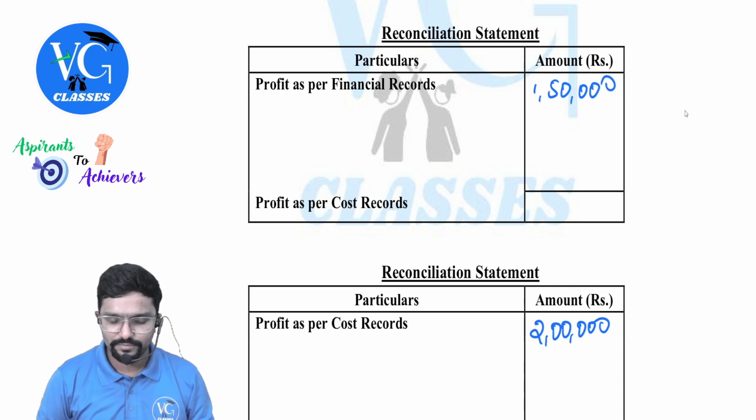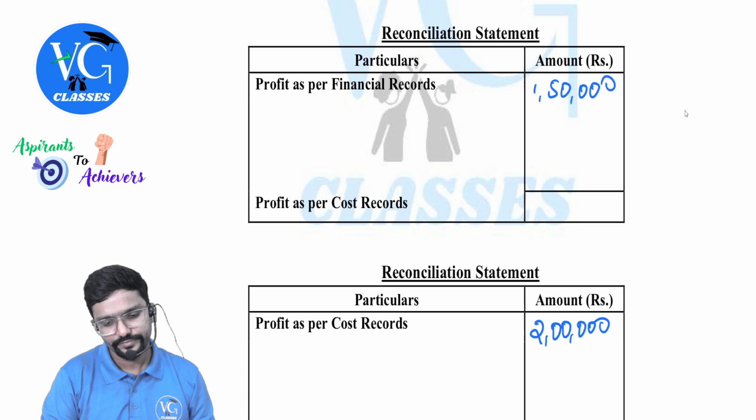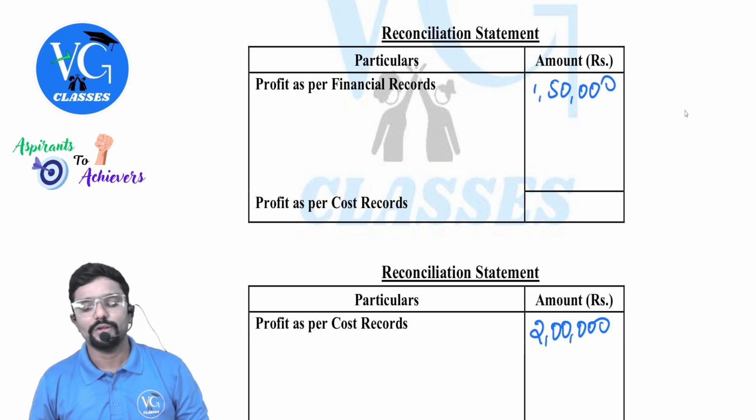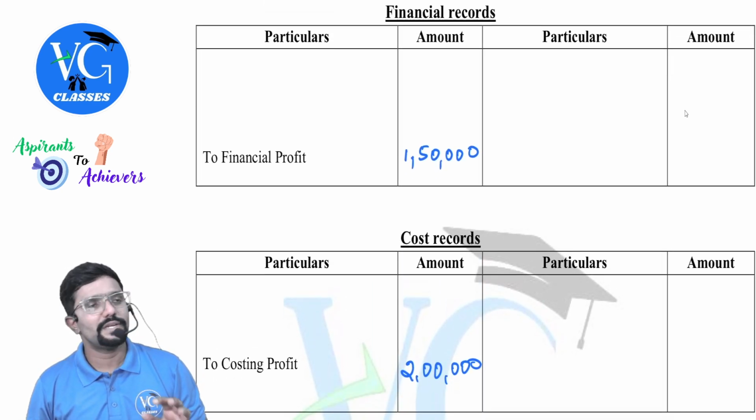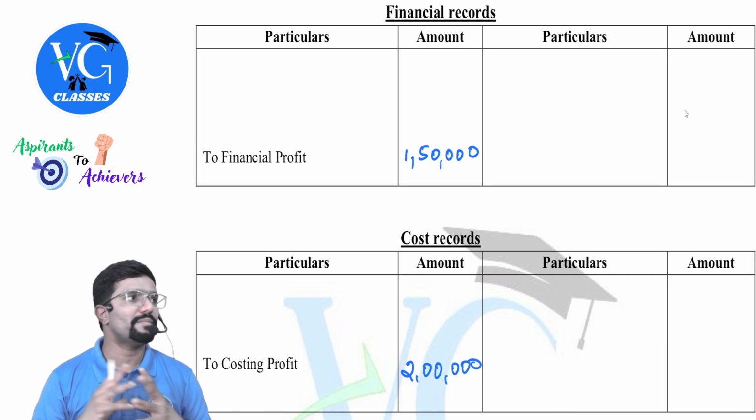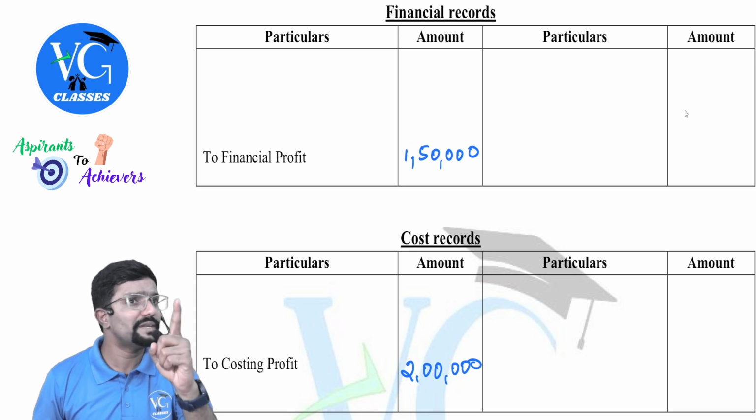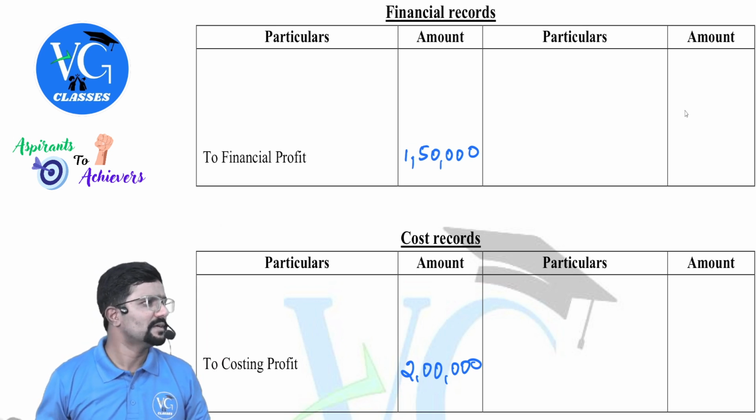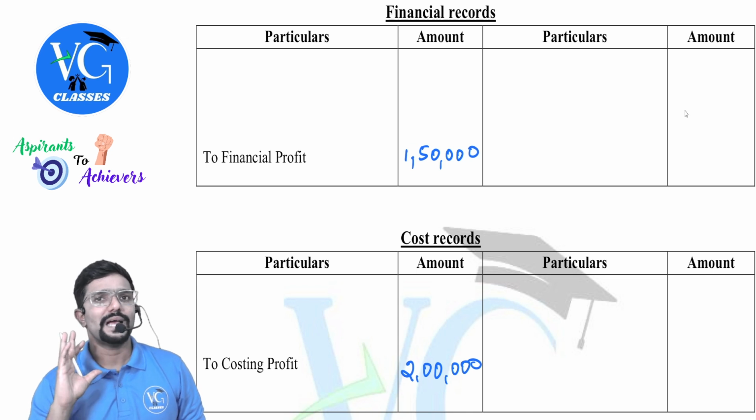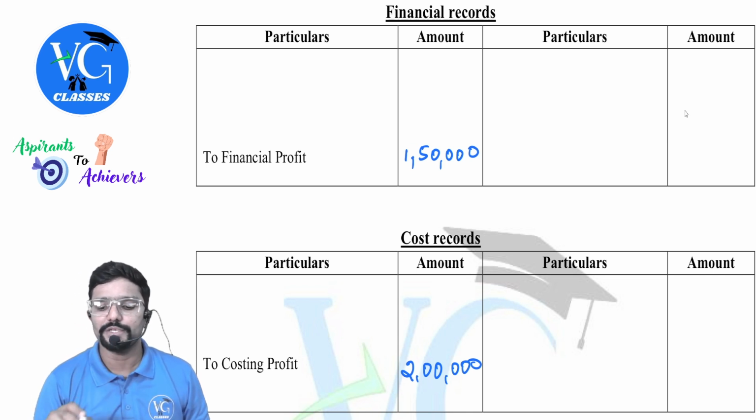I will start like this with the financial records and go item by item. Guys, this 50,000 difference will not be due to only one item. It will be for a number of items, but I will explain them one by one, individually.